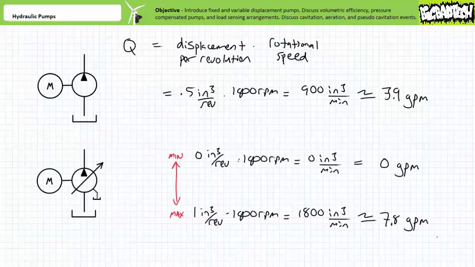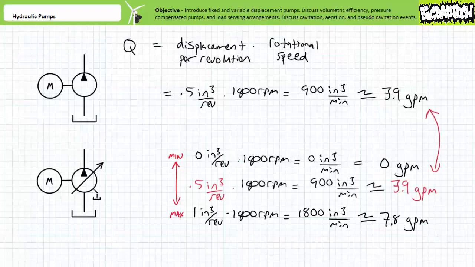A variable displacement pump rotated at a fixed speed, in contrast, produces a variable flow rate depending upon the adjustable displacement value. Let's say a variable displacement pump is capable of varying displacement per revolution anywhere from 0 cubic inches per revolution up to a maximum of 1 cubic inch per revolution, being driven at 1800 RPM. This means the pump can produce anywhere from 0 up to 1,800 cubic inches per minute, or from 0 to roughly 7.8-ish gallons per minute.